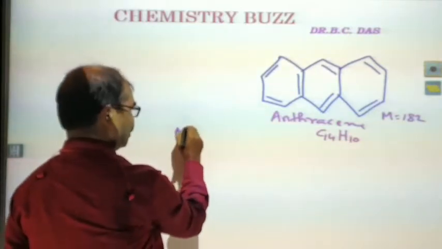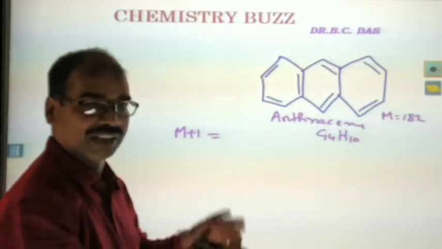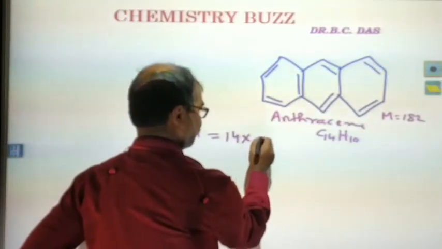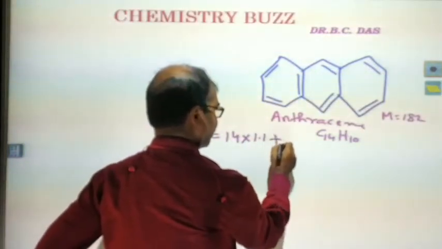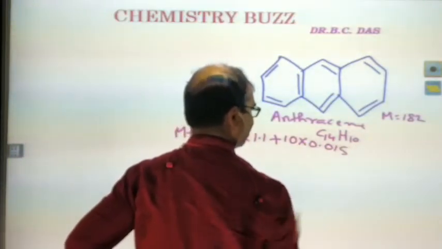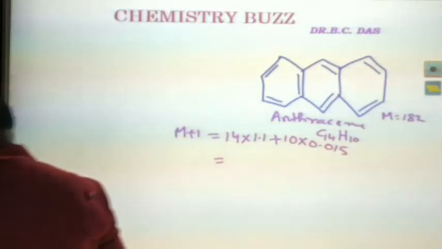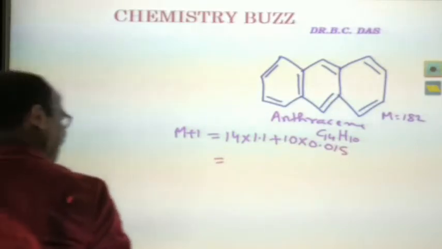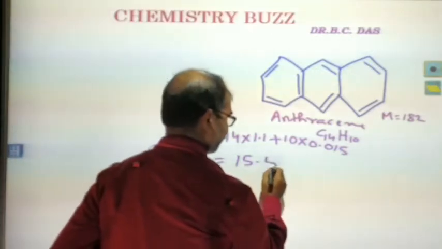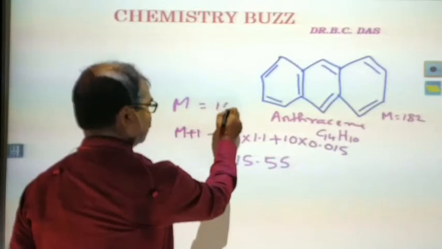So the relative peak intensity of M plus 1 will be 14 into 1.1 plus 10 into 0.015. So this will give you 15.55, and your M is equal to 100%.